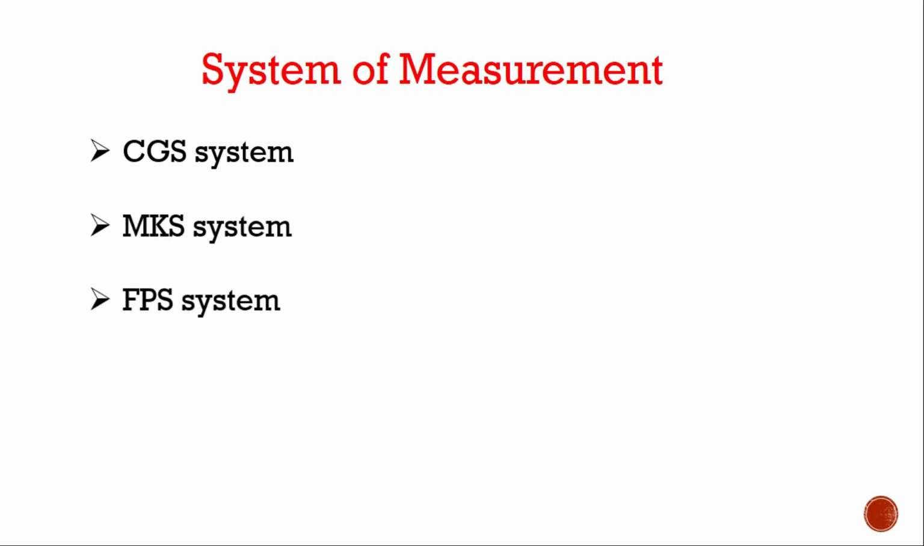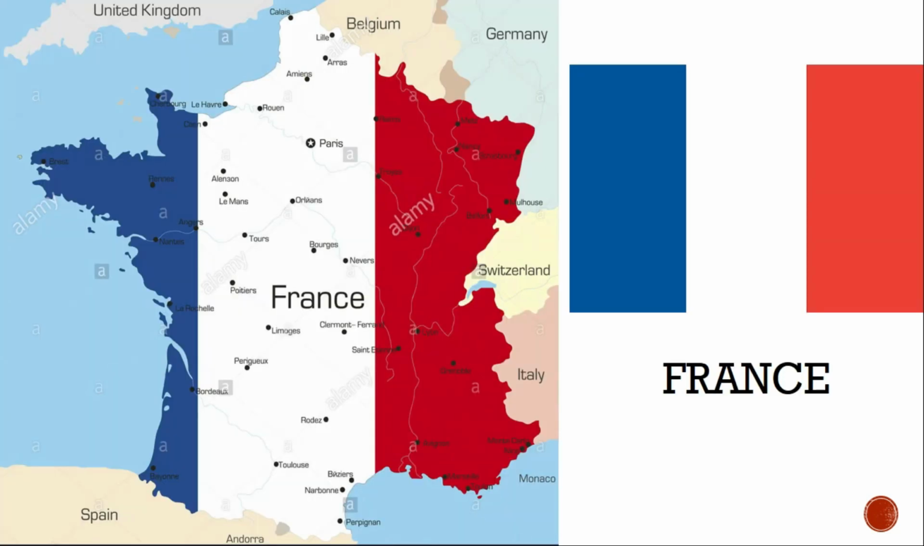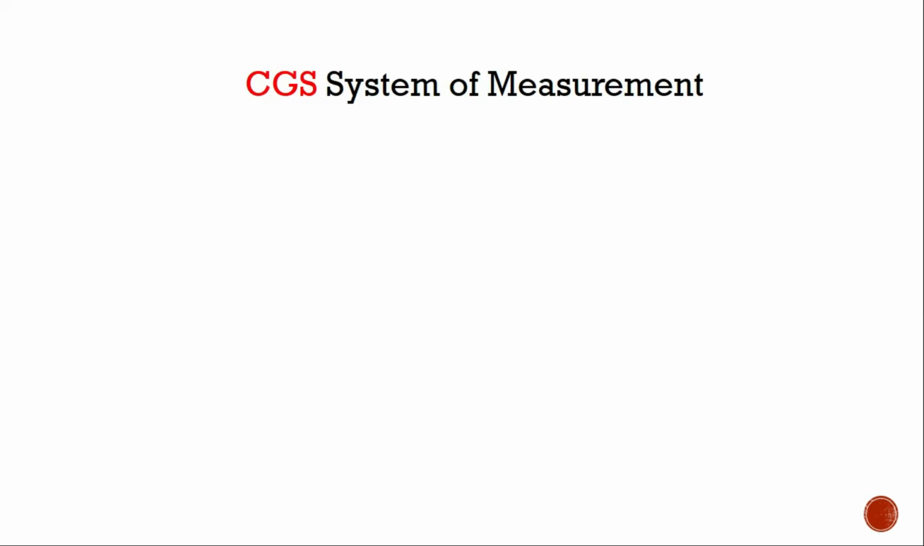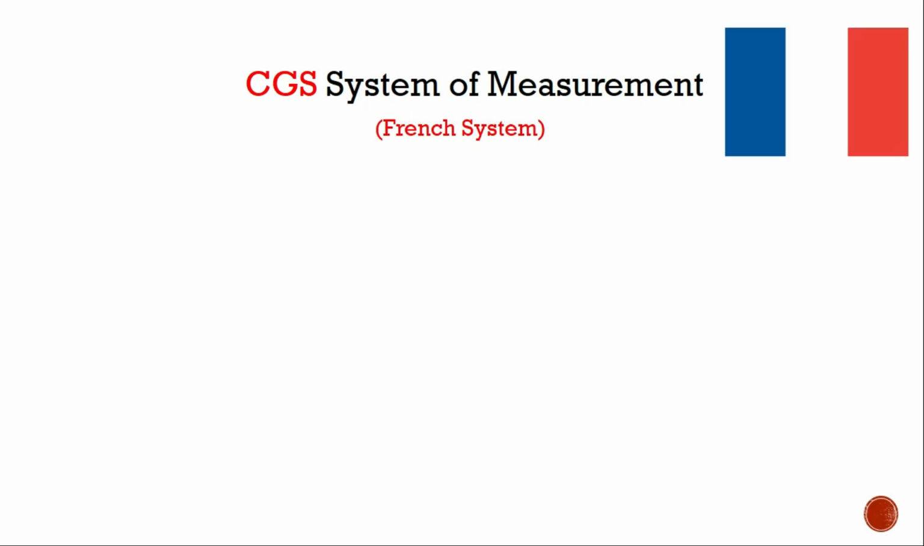out of which the four most widely used ones we are going to discuss today, which is CGS system, MKS system, FPS system and SI system. So शुरुआत में France was quite ahead of other countries in the field of science and measurement, and the people there used to use CGS system of units for measurement, which is also known as the French system of units as it was originated in France.